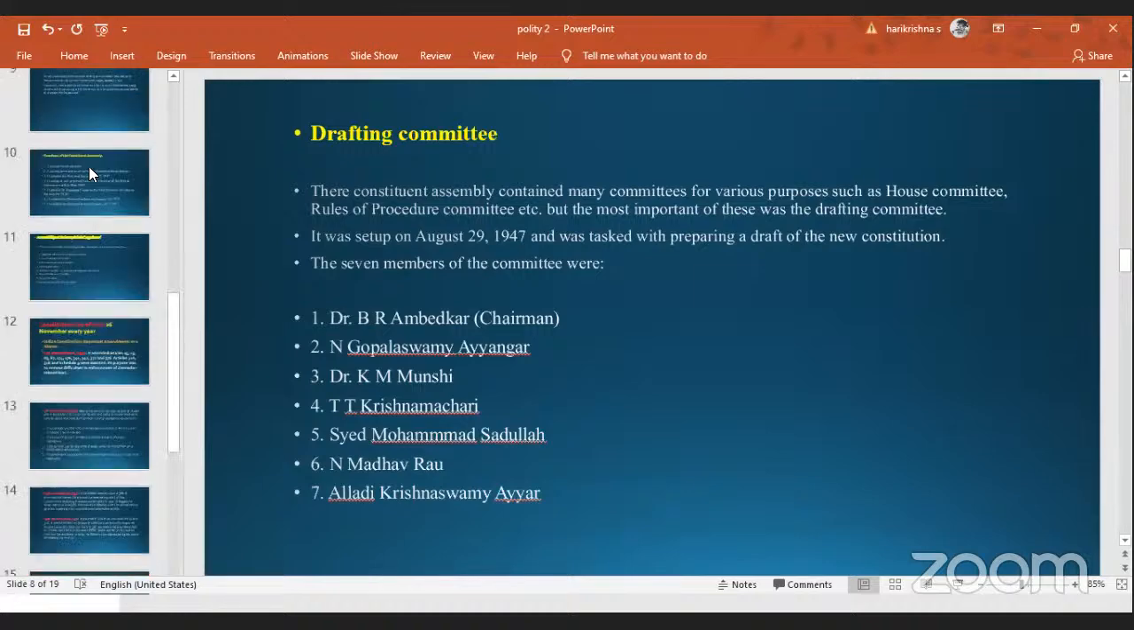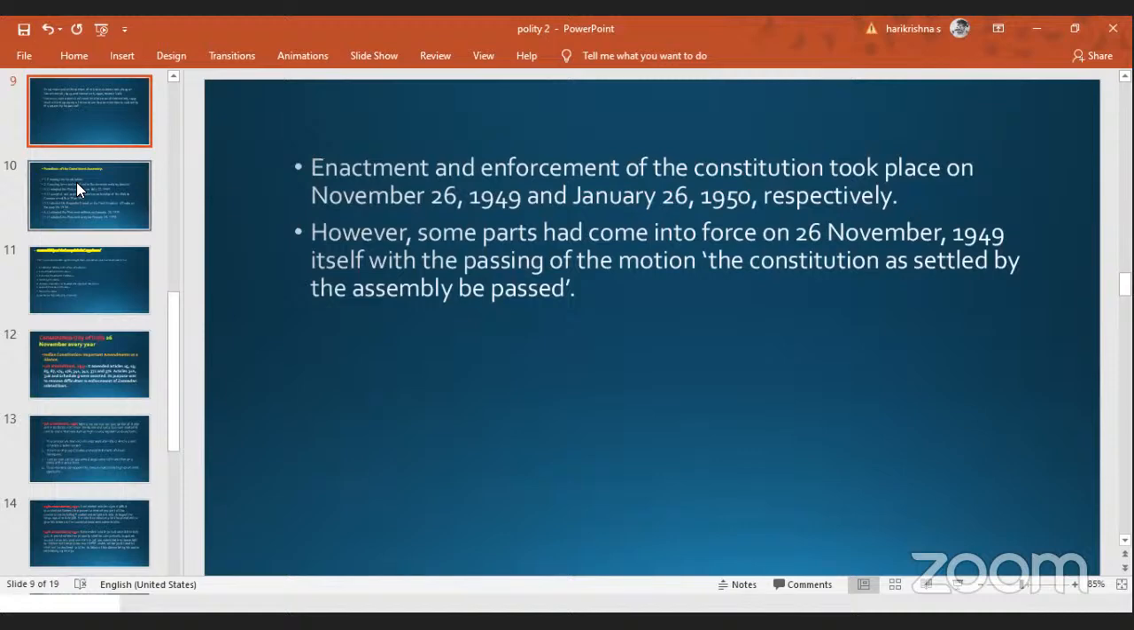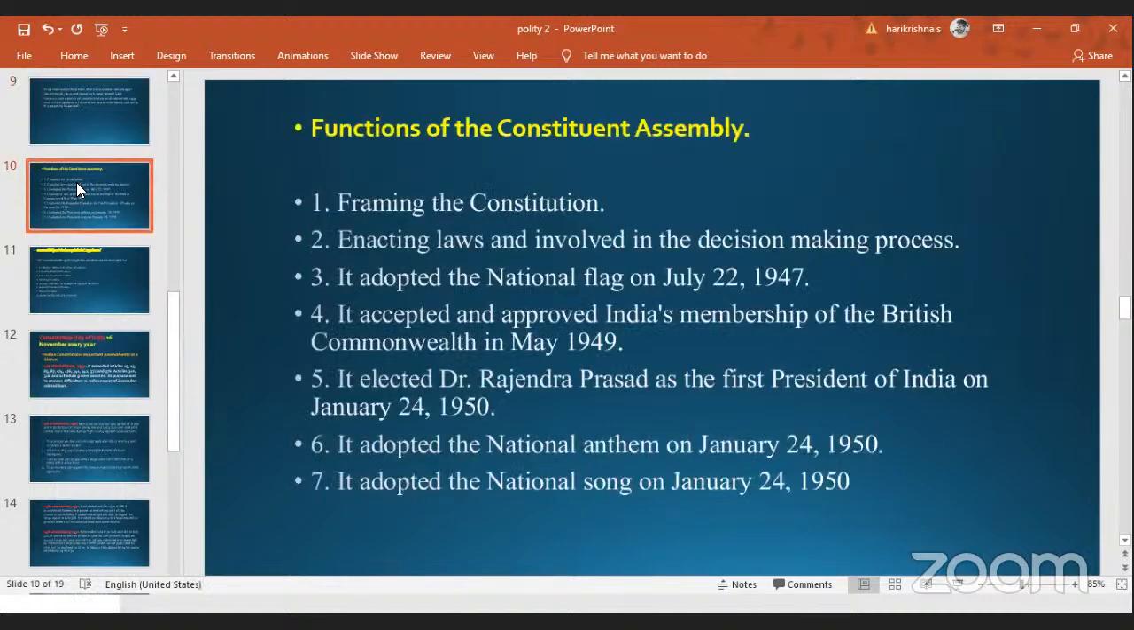Yes, then, okay. Then again, the functions of the Constituent Assembly, that's adoption of various things. Then about the president, then the acceptance of the Commonwealth in May. All these things come under framing the constitution. So all these are the various functions which come under the Constituent Assembly.